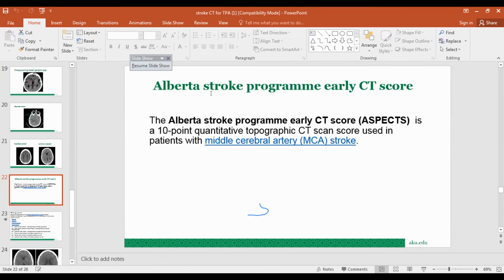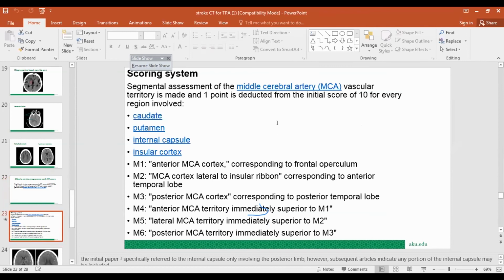So now coming over to the Alberta Stroke Program Early CT Score, it's a 10-point quantitative topographic CT score used in patients with MCA stroke. Although now people also talk about PCA stroke, Alberta and the PCA stroke as well, but I'm focusing only on the MCA. So the scoring system is, there is segmental assessment of the middle cerebral vascular territory, and 1 point is deducted from the initial score of 10 for every region involved, like the caudate, putamen, internal capsule.